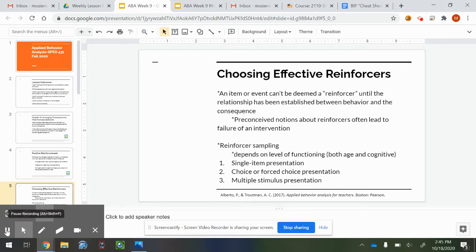On pages 190 through 191 of your text, there is a 9-step approach to selecting potential reinforcers. So just make sure to take a look at that. There are 9 steps there, again, to just go over how you can make sure that you're choosing the correct reinforcer for your student.